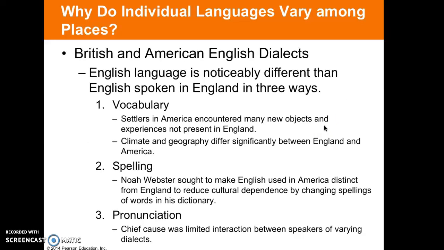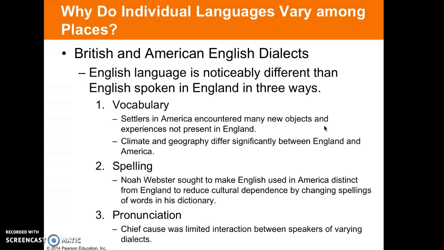The English language is most noticeably different from the United States to England in three ways. Vocabulary. In the United States, we had lots of new objects and experiences that weren't present in England, and the climate and geography differed between England and America, so that led to changes in our language patterns. Spelling. Noah Webster, the guy who wrote Webster's Dictionary, wanted to make English used in America distinct from England, to kind of break down our cultural dependency on the United Kingdom. So he changed spellings of words.